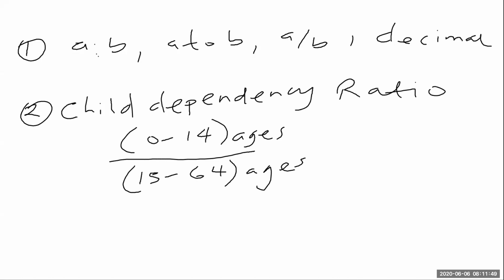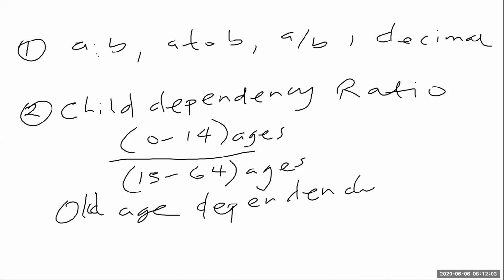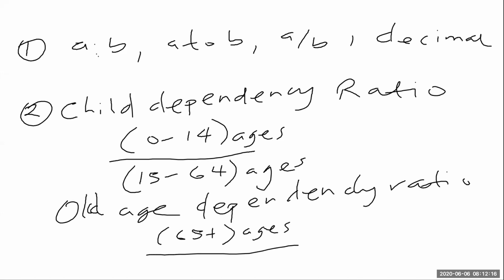All right, and then we looked at the old age dependency ratio, and we said that it is the number of people ages 65 plus divided by the same group of people. Is that right? That's how you do it for old age.